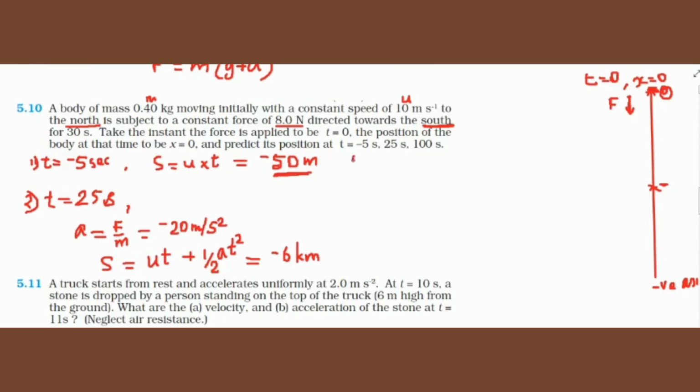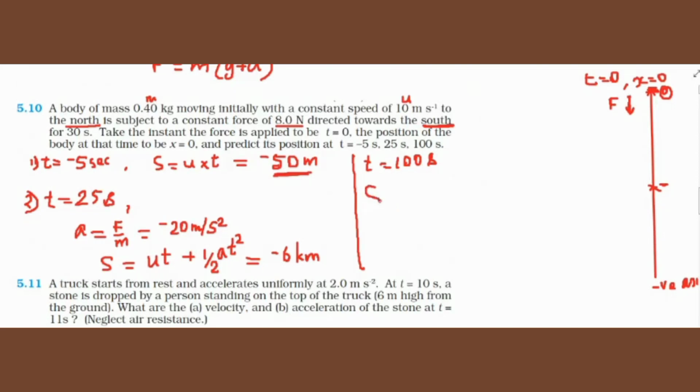Now come to third case. T is equal to 100 seconds. Directly you cannot calculate. The reason, for 30 seconds the force is acting. Therefore, acceleration is there up to 30 seconds. After 30 seconds, there is no force. So the object moves with the uniform velocity. Therefore, we have to calculate it in two steps.